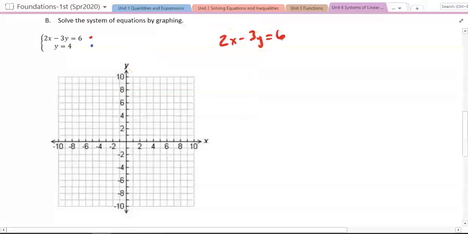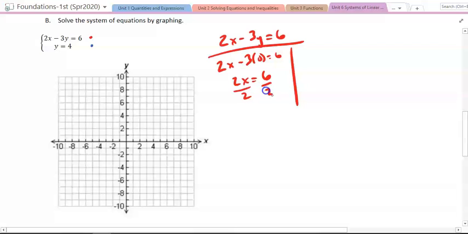Remember, we have one of two methods that we could use to graph this. One is we can find the two intercepts. The other is that we can solve for y and get this into slope-intercept form. Again, I like to solve this for the two intercepts. Remember, we're going to plug in 0 for that y. So I get 2x is equal to 6. Dividing by 2, I get that x is equal to 3.